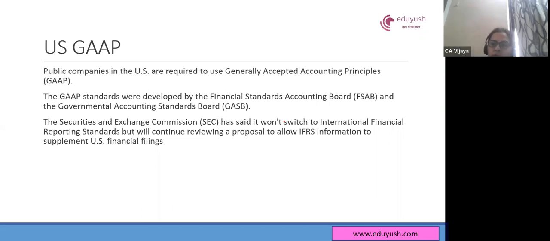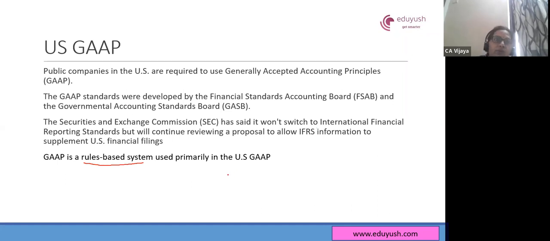So when I look at both of them, US GAAP and IFRS, the basic point of difference is that the GAAP is a rule-based system. So there are some rules which you have to follow. You have no reason not to follow. That's the US GAAP. It's like if you have a traffic signal, you cannot break the signal. You just have to follow the traffic rules.